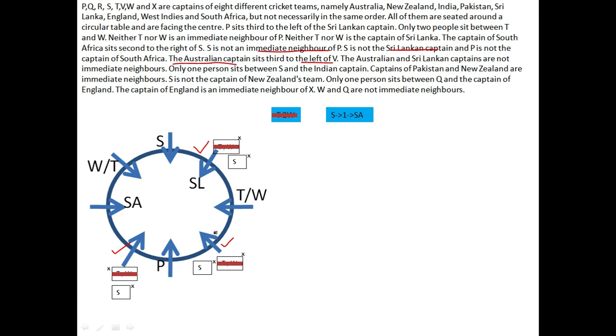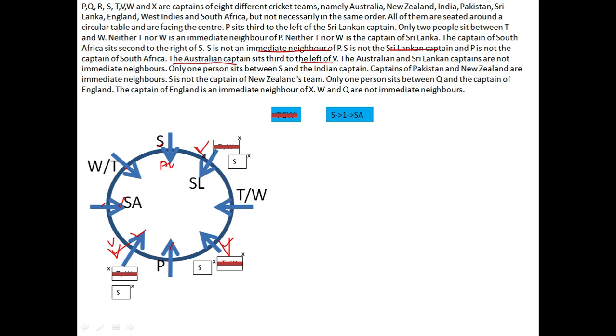But you cannot say anything about this because the Australian captain sits third to the left of V. If V is here, the third to the left of V is 1, 2, 3. Here V cannot come. Why? Because if V is sitting here, then third to the left of V, 1, 2, 3, the South African captain is already there, so the Australian captain cannot come here. So V is not possible here. If V is coming here, then 1, 2, 3, here the Australia should come. So this is very much a possible thing.